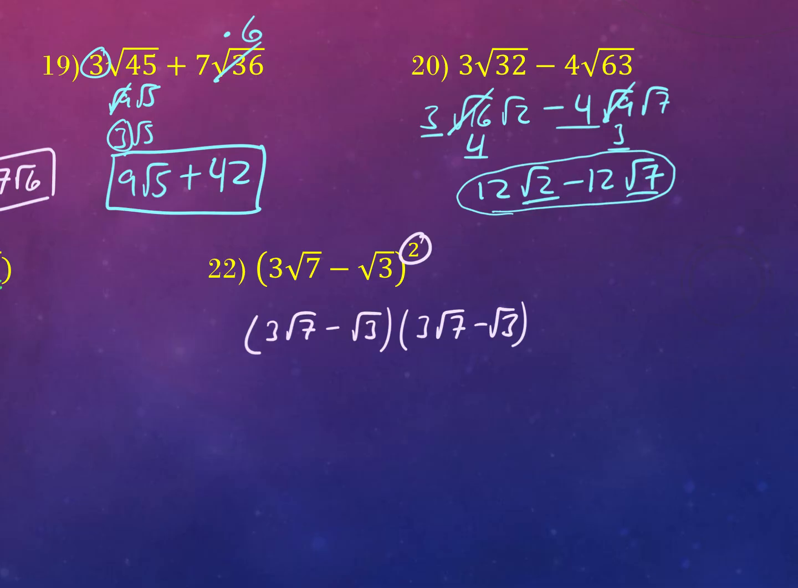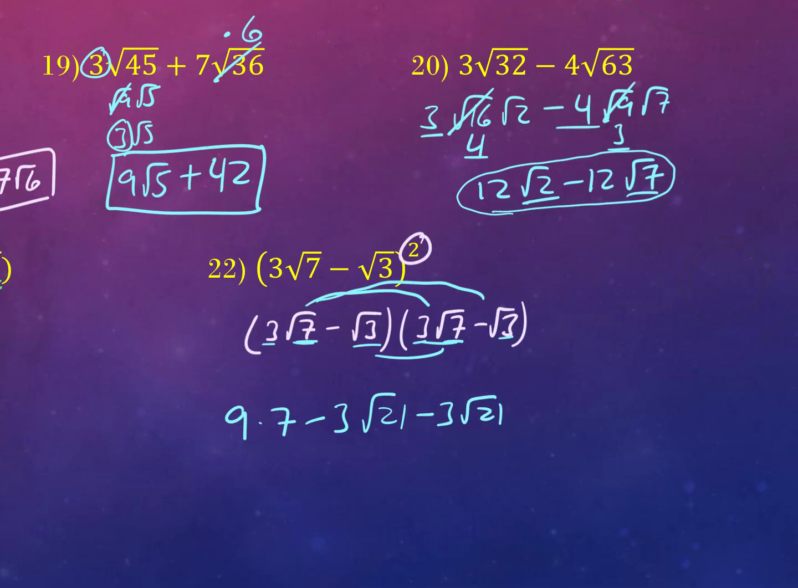All right, and then you can FOIL it. First times the first: 3 times 3 is 9. Square root of 7 times square root of 7 is just 7. 3 square root of 7 times negative square root of 3 is going to be negative 3, and you can multiply underneath the radical: 7 times 3 is 21. Inner times the inner is going to be negative square root of 3 times 3 square root of 7. It's going to be the same exact thing, multiplying underneath the radical. And last times the last, negative square root of 3 and negative square root of 3, that's just positive 3.